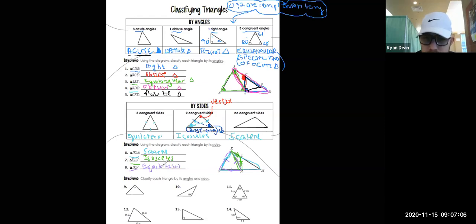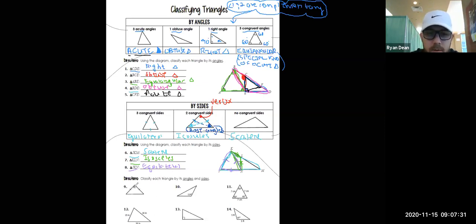Now, down here at the bottom, it says to classify each one of the triangles by angles and sides. So we're doing two different things. You should have an answer from up here with the angles and then an answer from one of these three with the sides. So we'll just take a look at a few of these. We won't do them all. But we'll start with number 9.